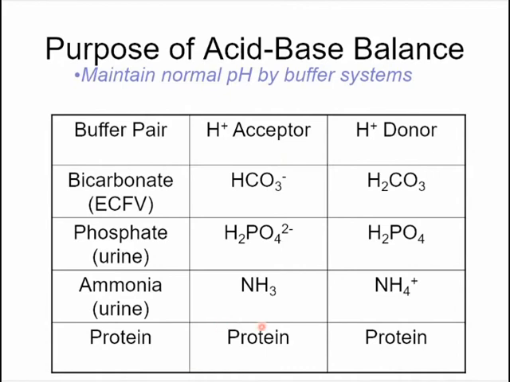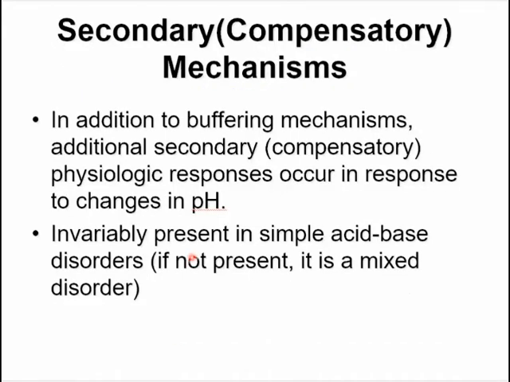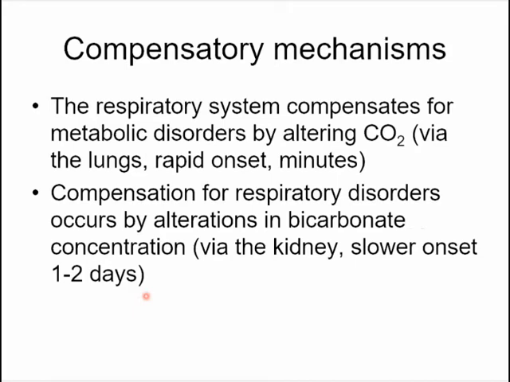It's important to note that your proteins can easily be affected by excess hydrogen ions because they interact with hydrogen ion. That is why when there is so much hydrogen ion in the body, it will lead to derangement in the function of the body because of the nature of the protein-hydrogen ion interaction. There are also secondary compensatory mechanisms in addition to your buffering mechanism. These occur in response to changes in pH. They are present in simple acid-base disorders. If the secondary compensatory mechanisms are not present, then it is a mixed disorder.